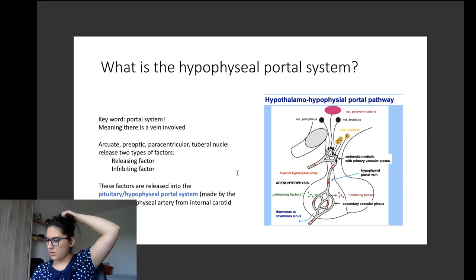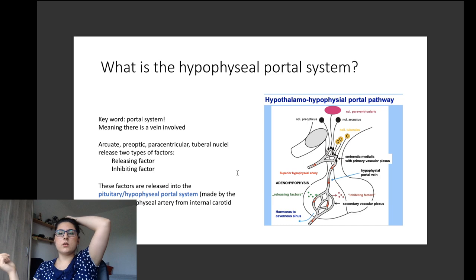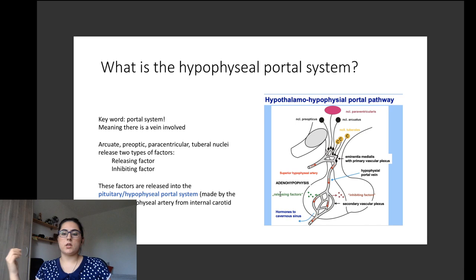Okay, so here, the releasing or the inhibiting factors that are produced by my paraventricular, arcuate, preoptic, tuberal nuclei are going to be released in my primary vascular plexus. It's going to go down my portal vein, and here it's going to tell my adenohypophysis, hey, make more of the hormone, or hey, stop making more of the hormone. So if it's a releasing factor, it's going to tell my adenohypophysis, make more, for example, ACTH, LH, FSH, whatever. Or it's going to be inhibiting factors. It's going to be like, hey, stop releasing these hormones.